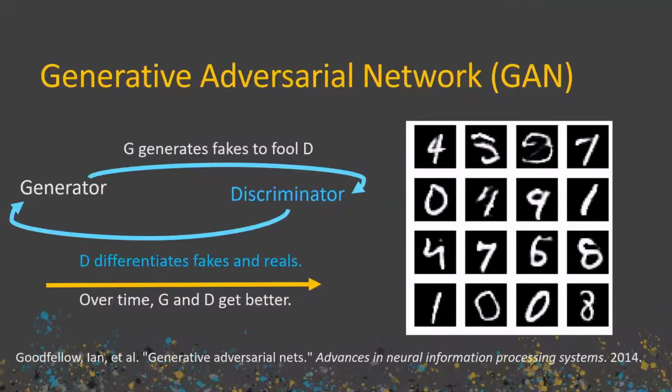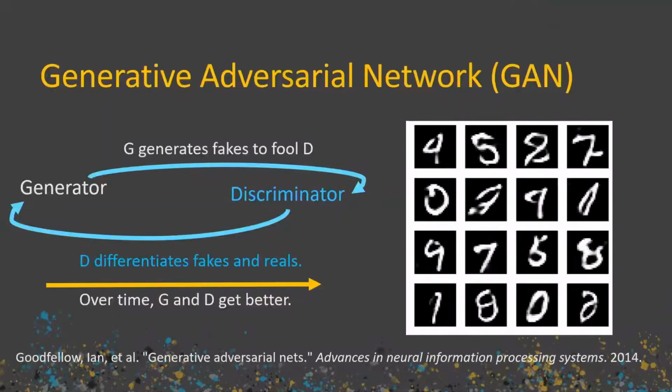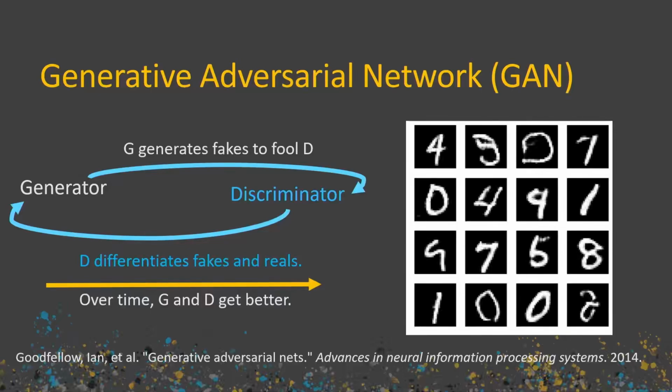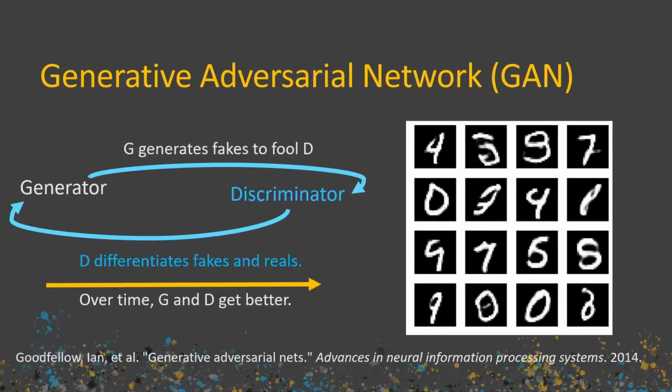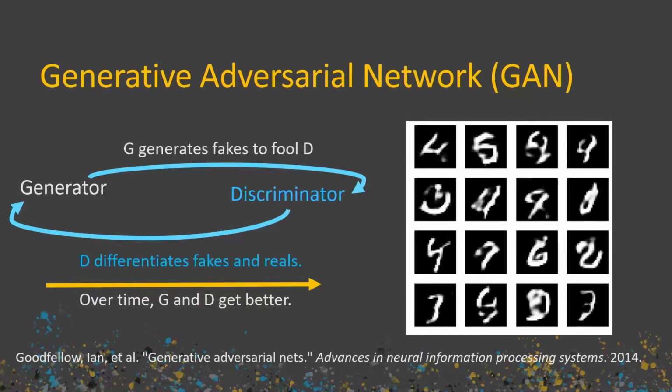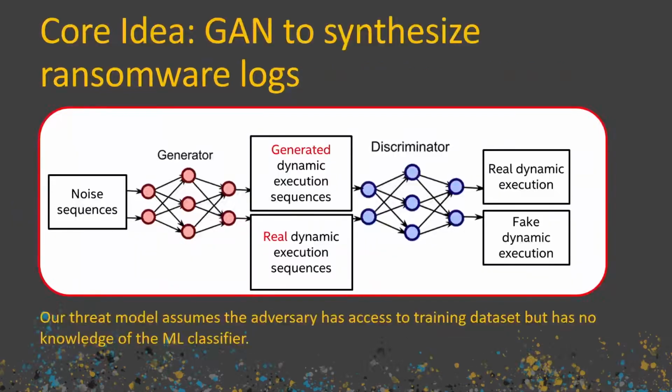GAN was first proposed and used primarily in images. As we can see here, initially the MNIST digits generated by GAN looked like noise. However, after some iterations, they become better and more crisp, like the original MNIST dataset. So this is the core idea of how we wanted to build this machine learning-based system to spoof ML.